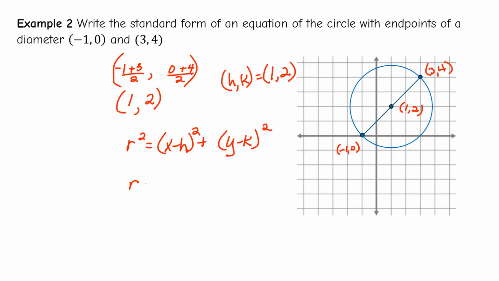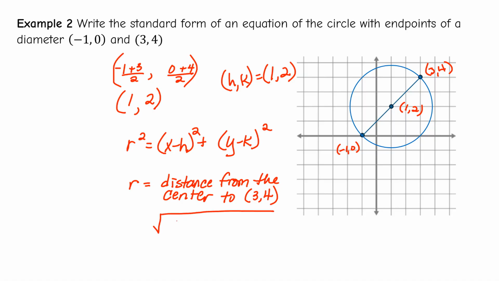So the radius is equal to the distance from the center, just to make sure you know what I'm getting ready to do here. Distance from the center to 3, 4. So that's going to be the square root of the difference in the x's, so 1 minus 3, quantity squared, plus the difference in the y's, 2 minus 4, quantity squared. And that's going to be the square root of 1 minus 3 is -2. Square it, you get 4. 2 minus 4 is -2. Square it, you get 4 again. So that's the square root of 8.